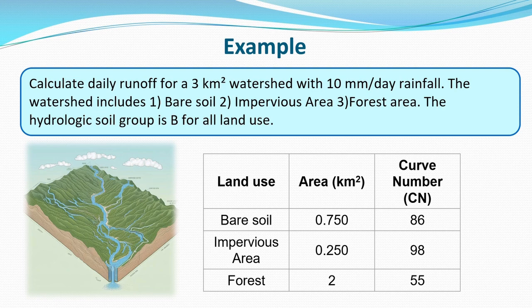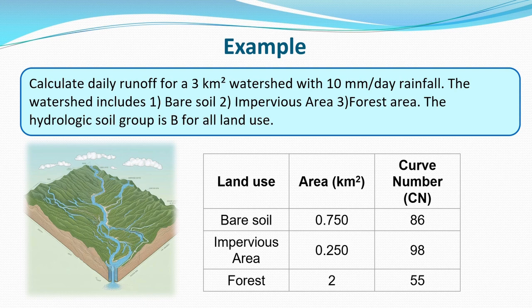Now these values of Cn are taken from the table. 86 for bare soil. If there was vegetation, the curve number would be less. Impervious area 98. See the increase in curve number. In impervious areas, there will be insignificant amount of infiltration. Most of the rainfall will be converted into runoff, and therefore we are saying higher value of curve number. Forest has the tendency to hold the soil and to check the runoff, and therefore the curve number is less.